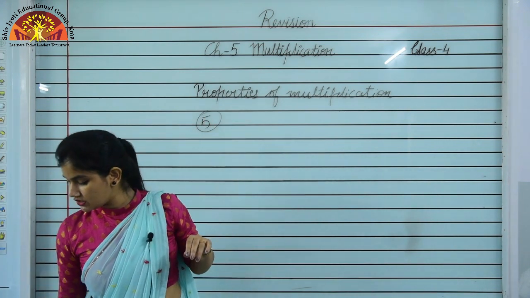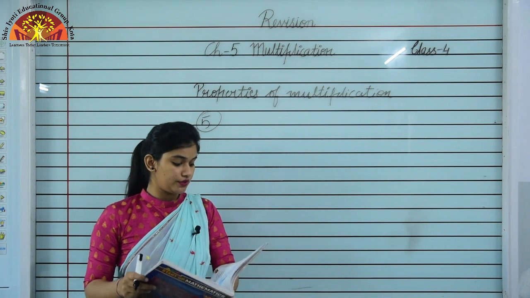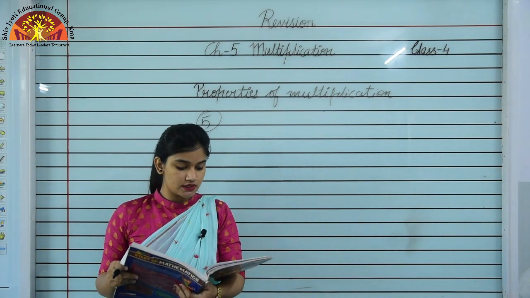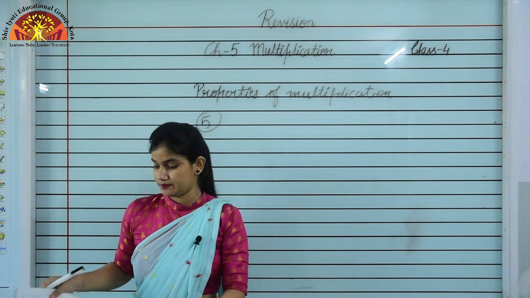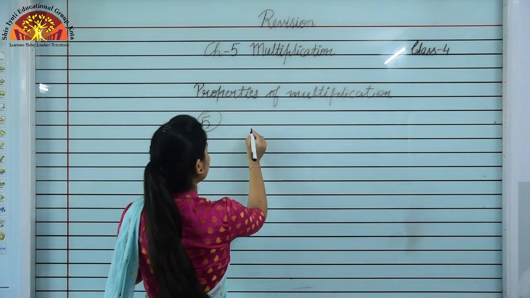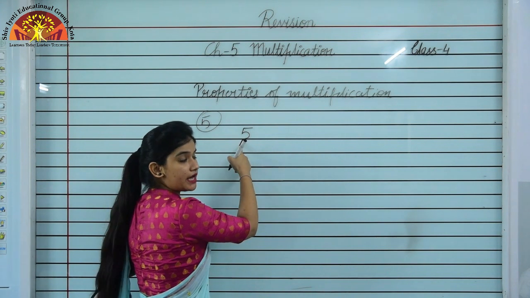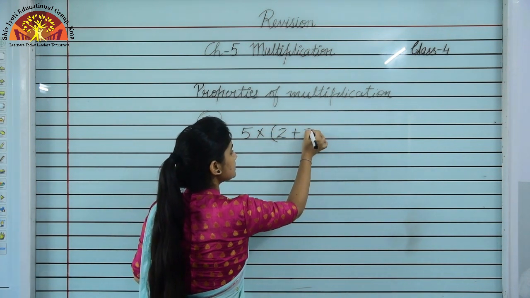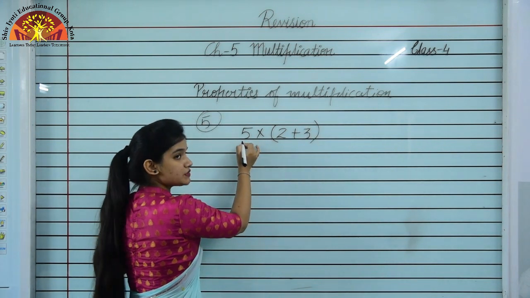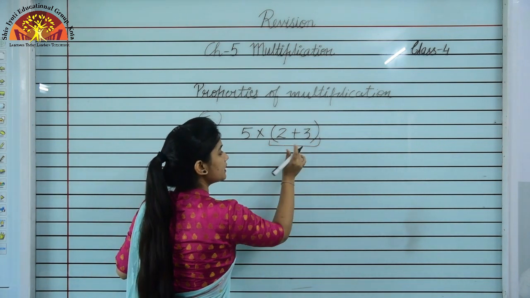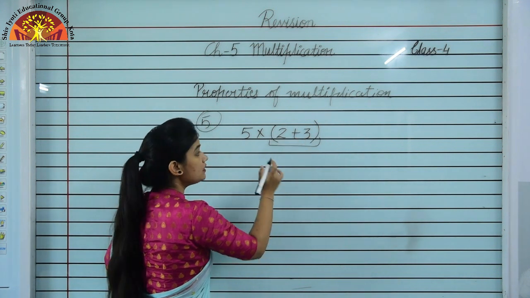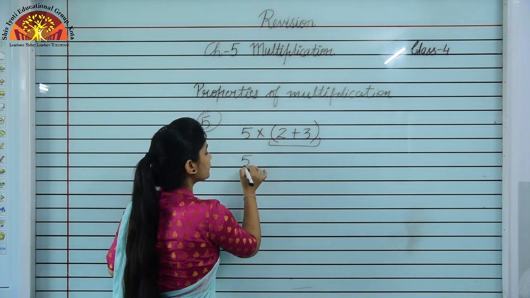That is given on page number 56, fifth property. Just look here. The product of a number and a sum is equal to the sum of the individual products. First number I am taking 5 and the next I am taking 2 plus 3. Is it clear? So what we can do?